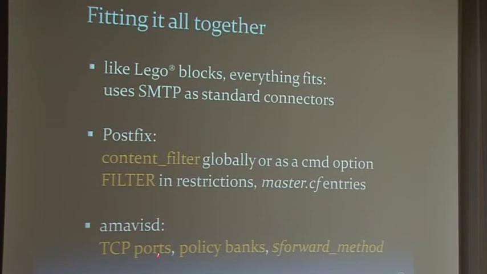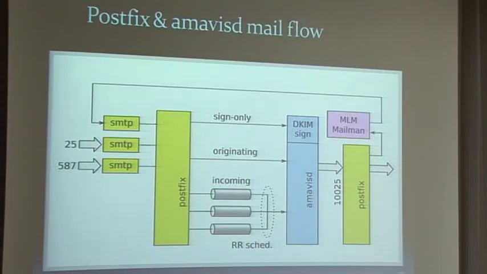Okay. On the Amavis side, you control it through TCP port numbers. You can load policy banks through them, and you control the output through the forward method. So here is one rather complex example, but just as an illustration. Here are two parts of the same Postfix. This one is the receiving end, this one is the back end. Here is Amavis. Here is another, more complicated example, a mailing list manager.